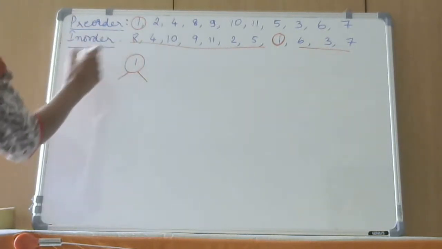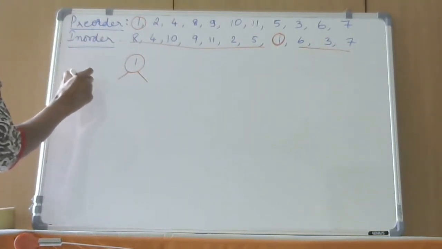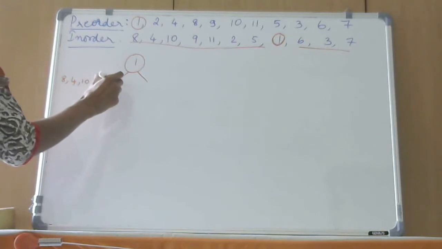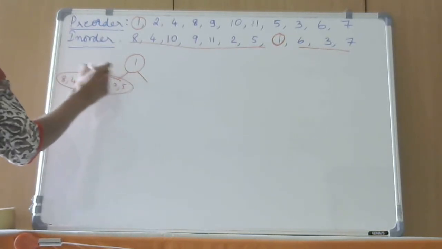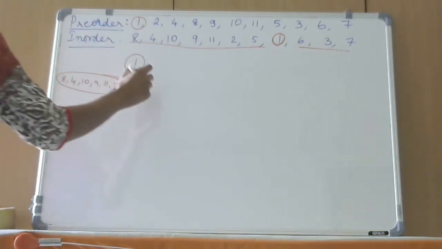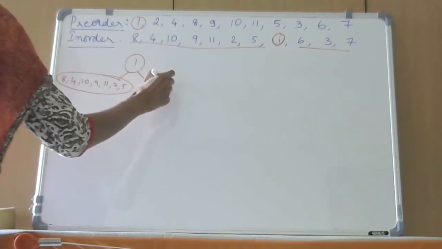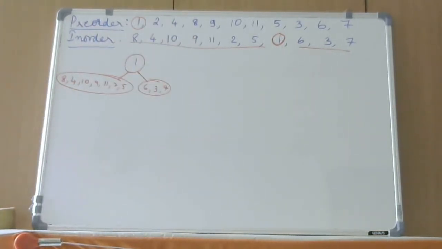In that case, I will write here 8, 4, 10, 9, 11, 2, 5. All these are left subtree. Then what do I have at the right side? 6, 3, 7. This much for now.